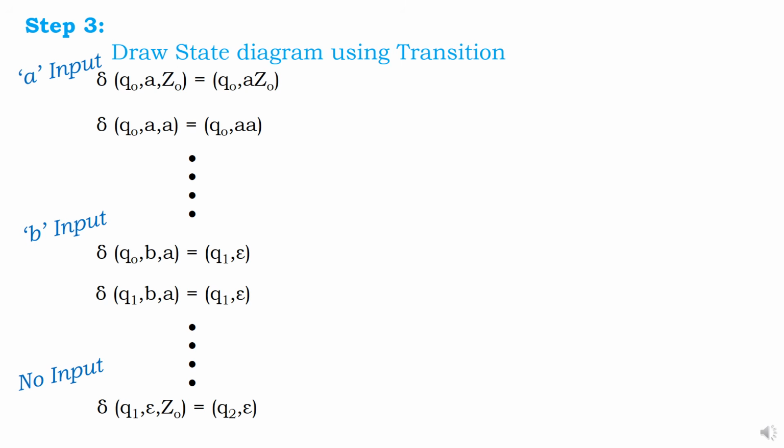Now I am going to draw the state diagram. What is the state diagram? Input is Q0, I made. Q0 becomes Q0, obviously a self loop. A, comma Z0 slash AZ0. A, comma A slash AA. That's the meaning. Next B is coming.